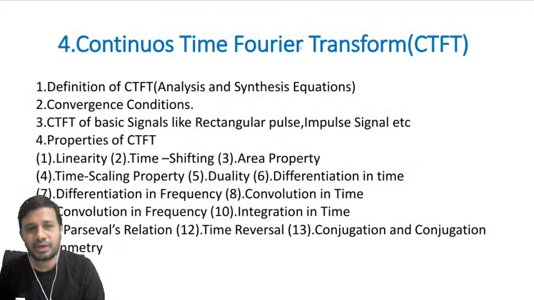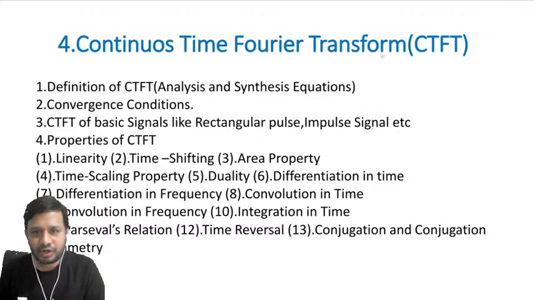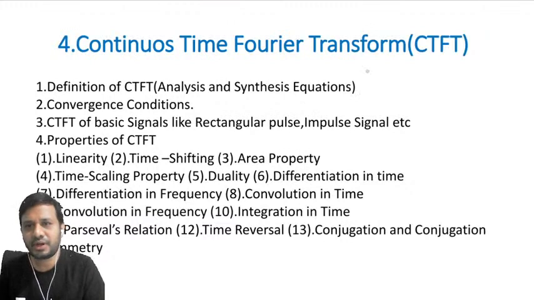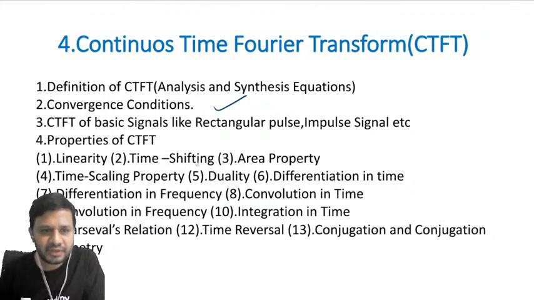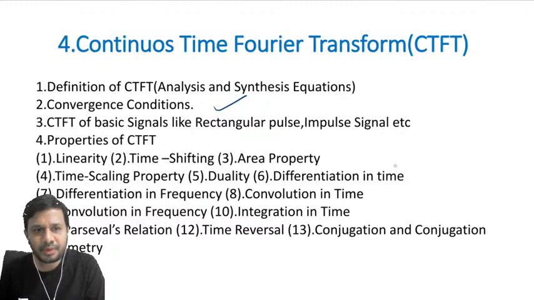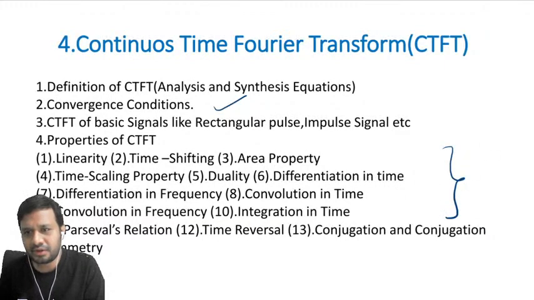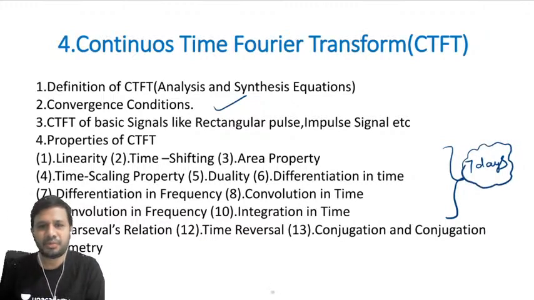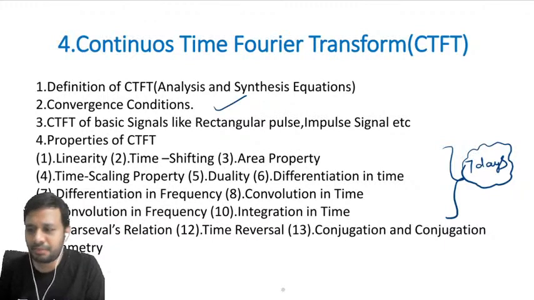After that, we'll go to continuous time Fourier transform. So what is the analysis equation? First of all, we'll see how this continuous time Fourier transform came from continuous Fourier series. What are the convergence conditions? How to calculate the Fourier transform of basic signals like rectangular pulse, impulse, exponential signal, we'll see. After that, we have to discuss the various properties of continuous time Fourier transform. These properties itself will take around 7 days time minimum, because we have to discuss the property and solve the problems on each and every property, right? So this is about the continuous time Fourier transform.